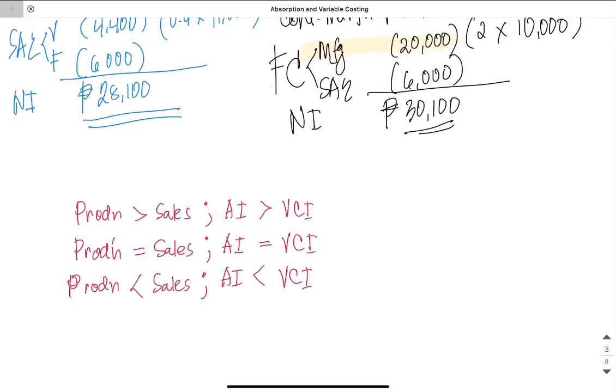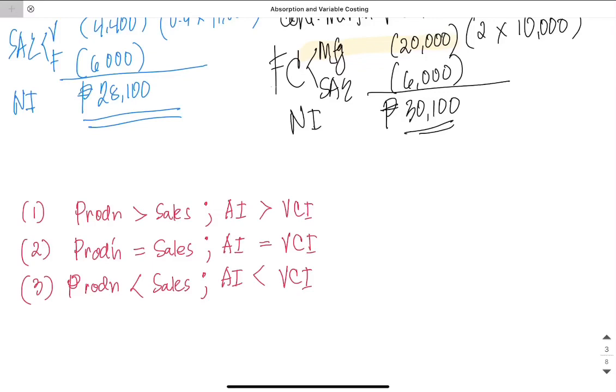Okay, so this is your question number 1. This is your question number 2. And then this is your question number 3. In most problems, especially in exams, there will be one problem, but you will be asked to compute for the net income under the two costing methods. So to save you some time, all you have to do is to compute for the one that you are more sure of your answers.